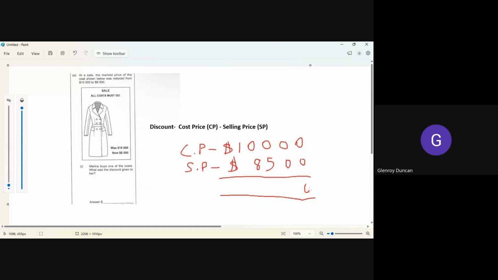0 minus 0 will give us 0. 0 minus 0 will give us 0. 5 cannot take 0. I go to my neighbor at the end. Hello, may I have one? Sure, you can have it. That's 0. We have 10. 10 minus 1, taking 1 from 10, that will give us 9. And we have 10. 10 minus 5 is going to give us 5. And 9 minus 8 is going to give us 1. That's $1,500. Simple, class, and easy as you like. So the discount given was $1,500.